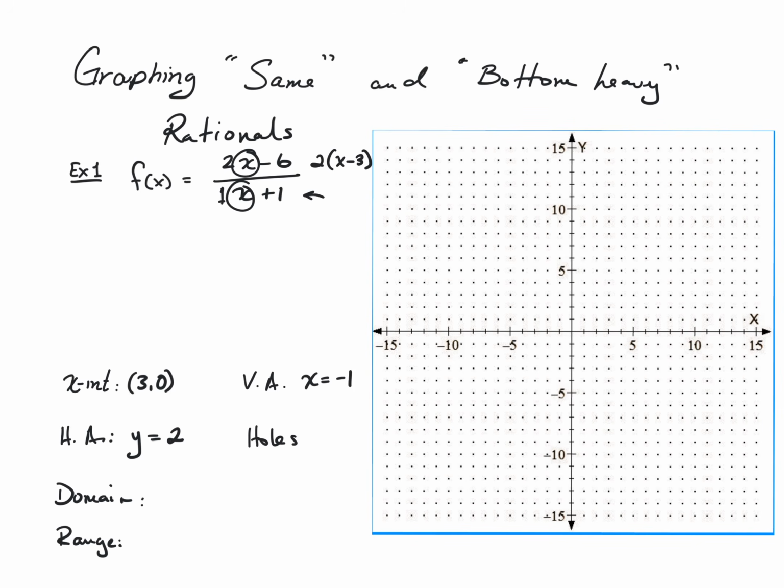For holes, if you have any linear factors that reduce between the numerator and the denominator, if they cross out... in this case, we don't have any, because my linear term at the top is x minus 3, and at the bottom, it's x plus 1. So for this example, my holes do not exist. So now we're just going to get to graphing. In this problem, f of x is equal to 2 times (x minus 3) all over (x plus 1).